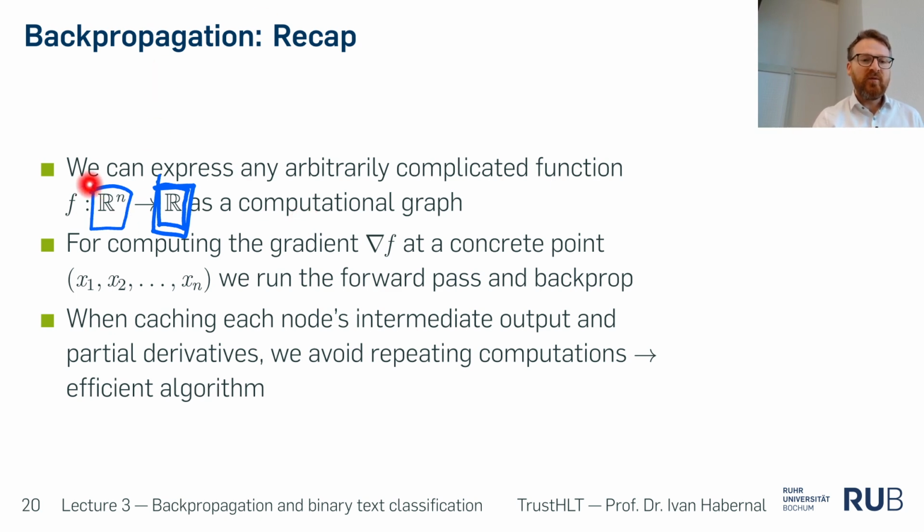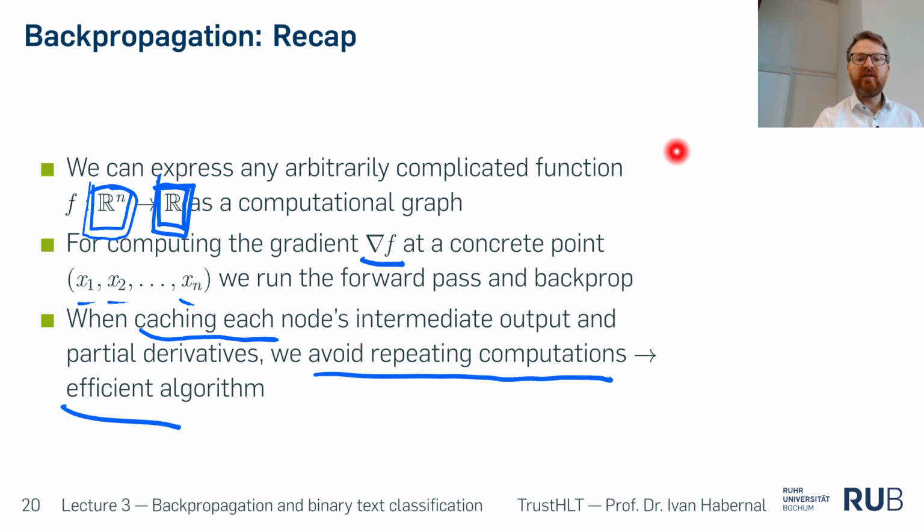So any function from a vector to a real number, we can build as a computational graph, and then we can efficiently compute the gradient of this function for a concrete point of this vector by running the forward pass and backprop. And the caching helps us to avoid repeating computations. And that makes it a very efficient algorithm. Backprop, your new friend for training ChatGPT. This is it. This is the algorithm.